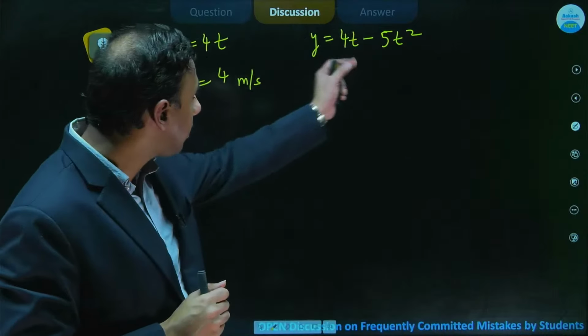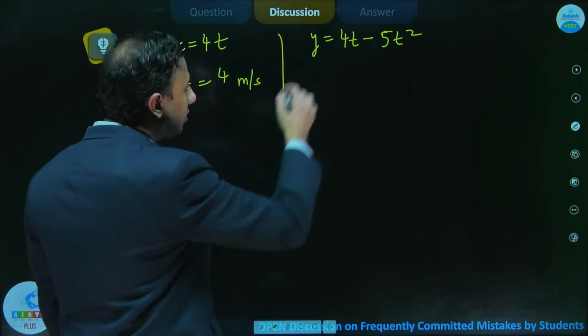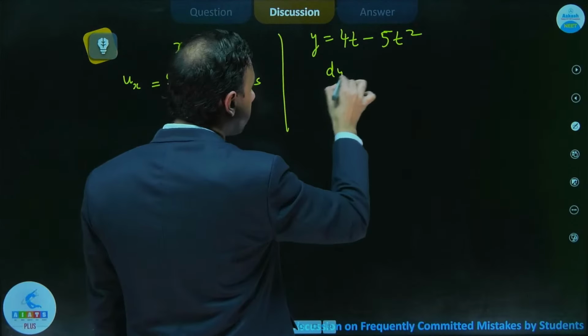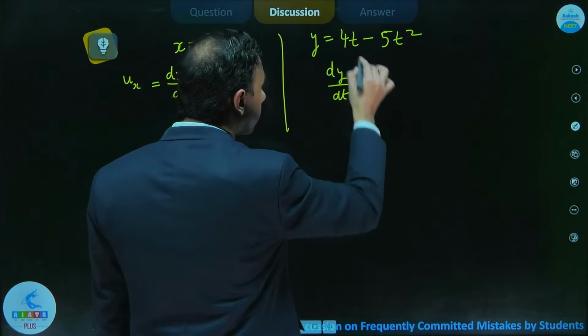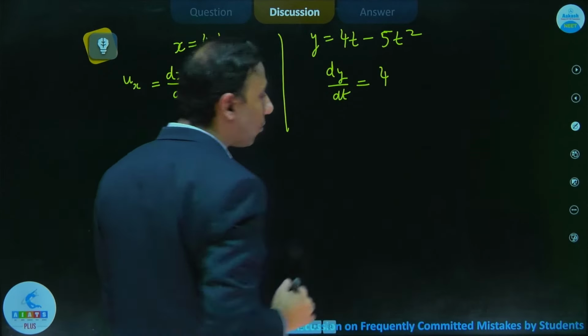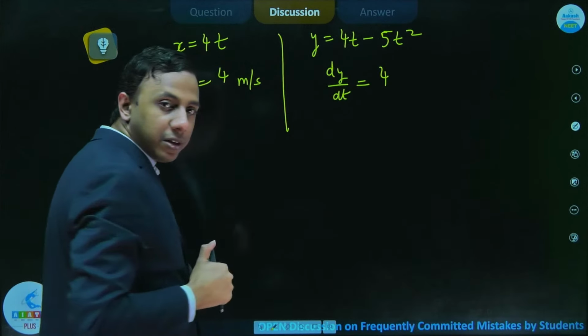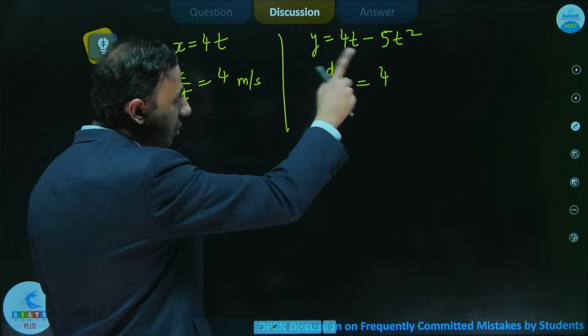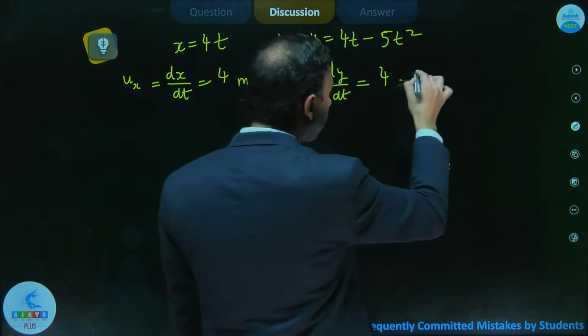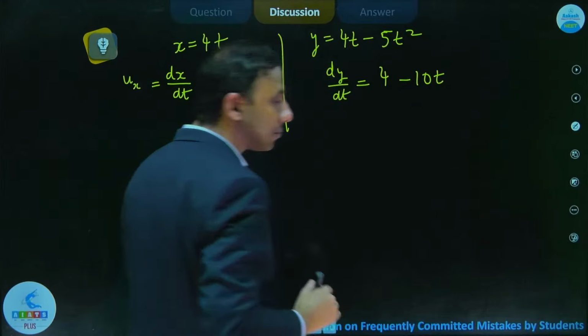Okay. Now what about this expression? Differentiate this one. dy by dt. What will this come? This becomes 4. This, if you see, t square differentiation is 2t. So minus 5 into 2t. This will become minus 10t. Right?